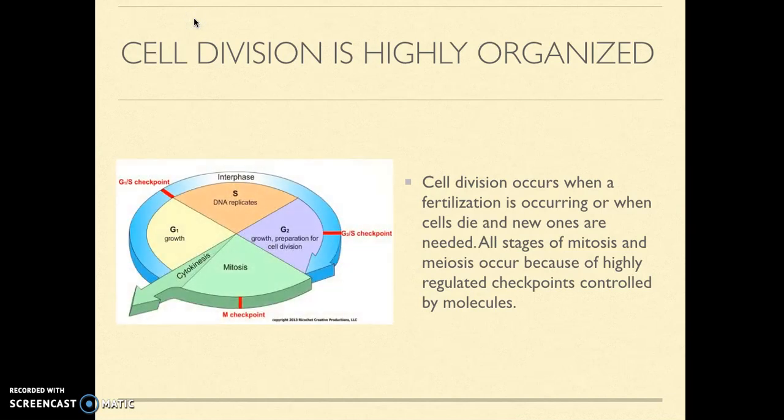Right here I have a diagram of all the phases of mitosis. As you can see, there's phase G1, S, G2, and then there's cytokinesis and actual mitosis. There are three main checkpoints that I'll be talking about in this video: the G1 checkpoint, G2, and M checkpoint.